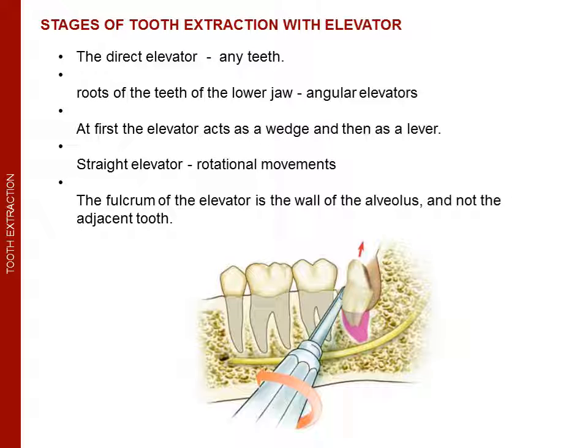They are inserted in the periodontal gap or into the hole of the removed tooth root. At first, the elevator acts as a wedge and then as a lever. When using a straight elevator, rotational movements are performed. The fulcrum of the elevator is the wall of the alveolus, not the adjacent tooth.